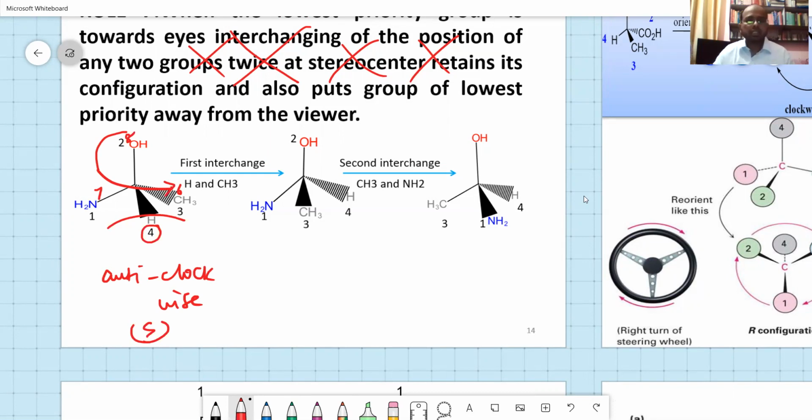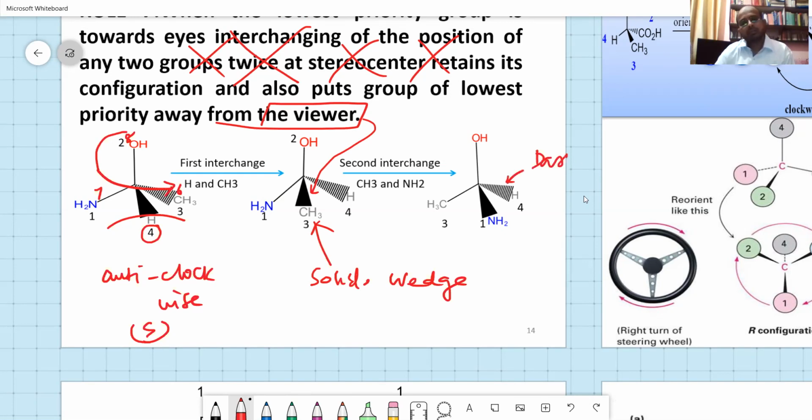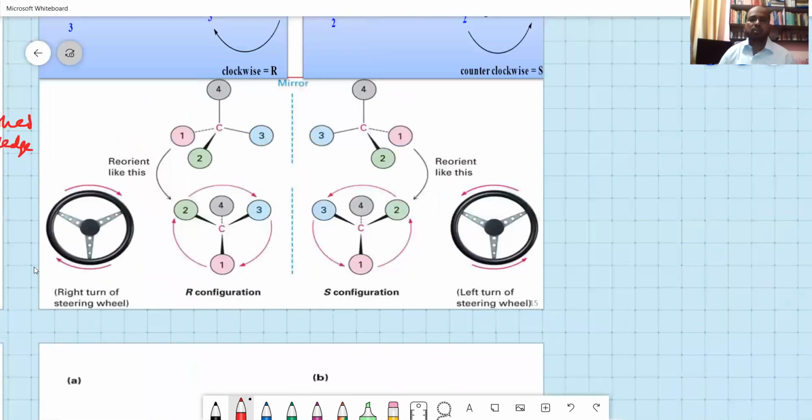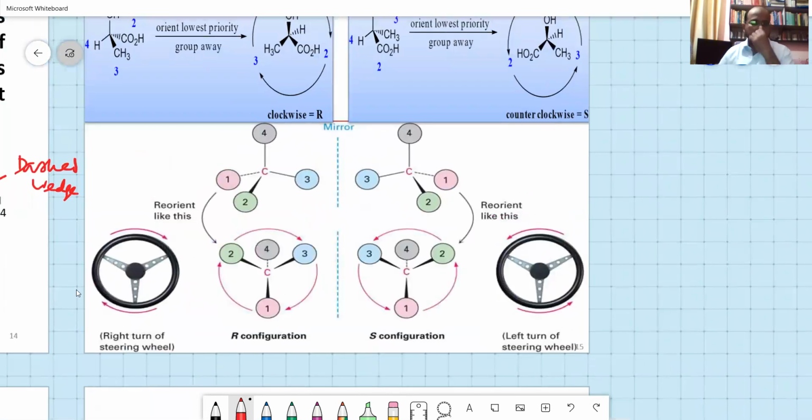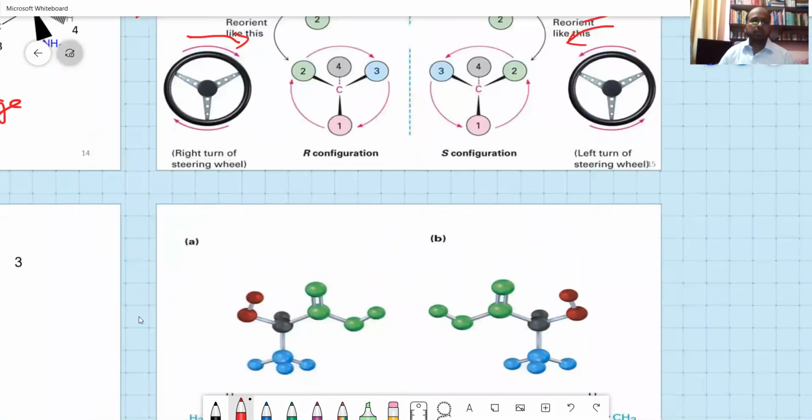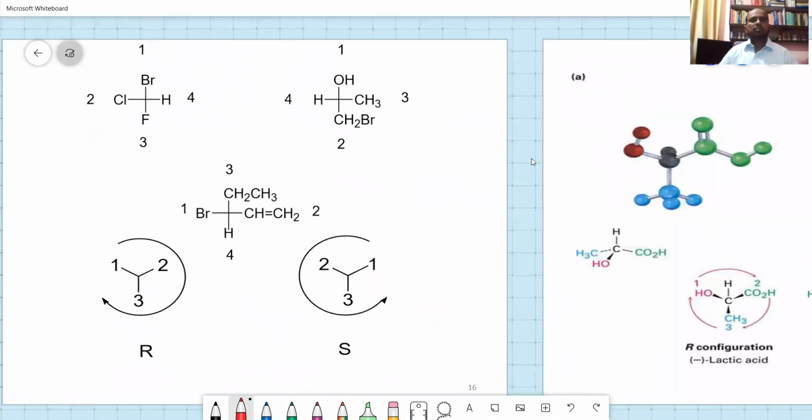So what is telling you, from the viewer, means you have to keep in mind while writing this arrangement. Again, I am telling you, this is solid wedge and this is dashed wedge. Okay. So here it is telling about the rotation, and you can see the clockwise rotation, the right turn of the wheel, is called the R rotation, and the left turn is called the S rotation. Okay. And the next thing is naming of these two.